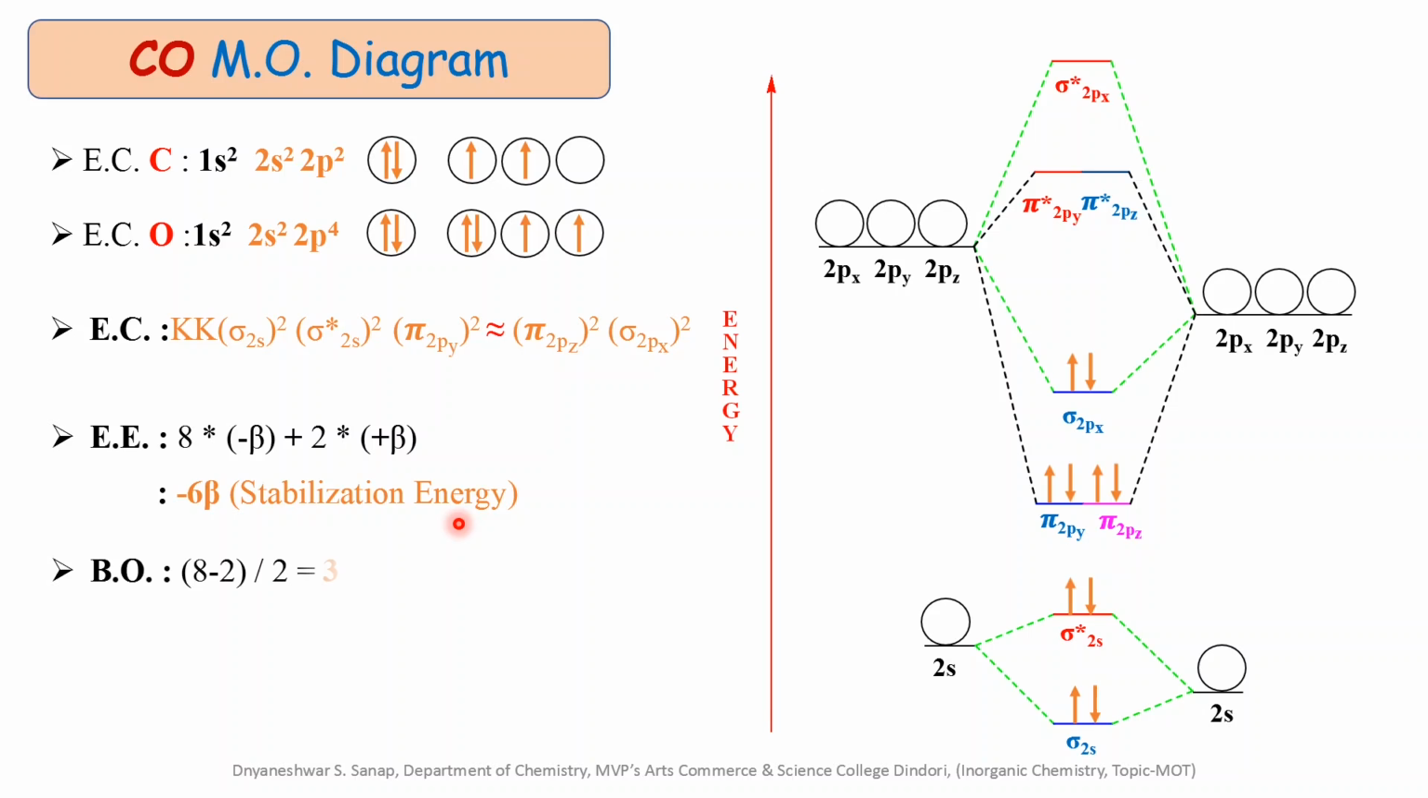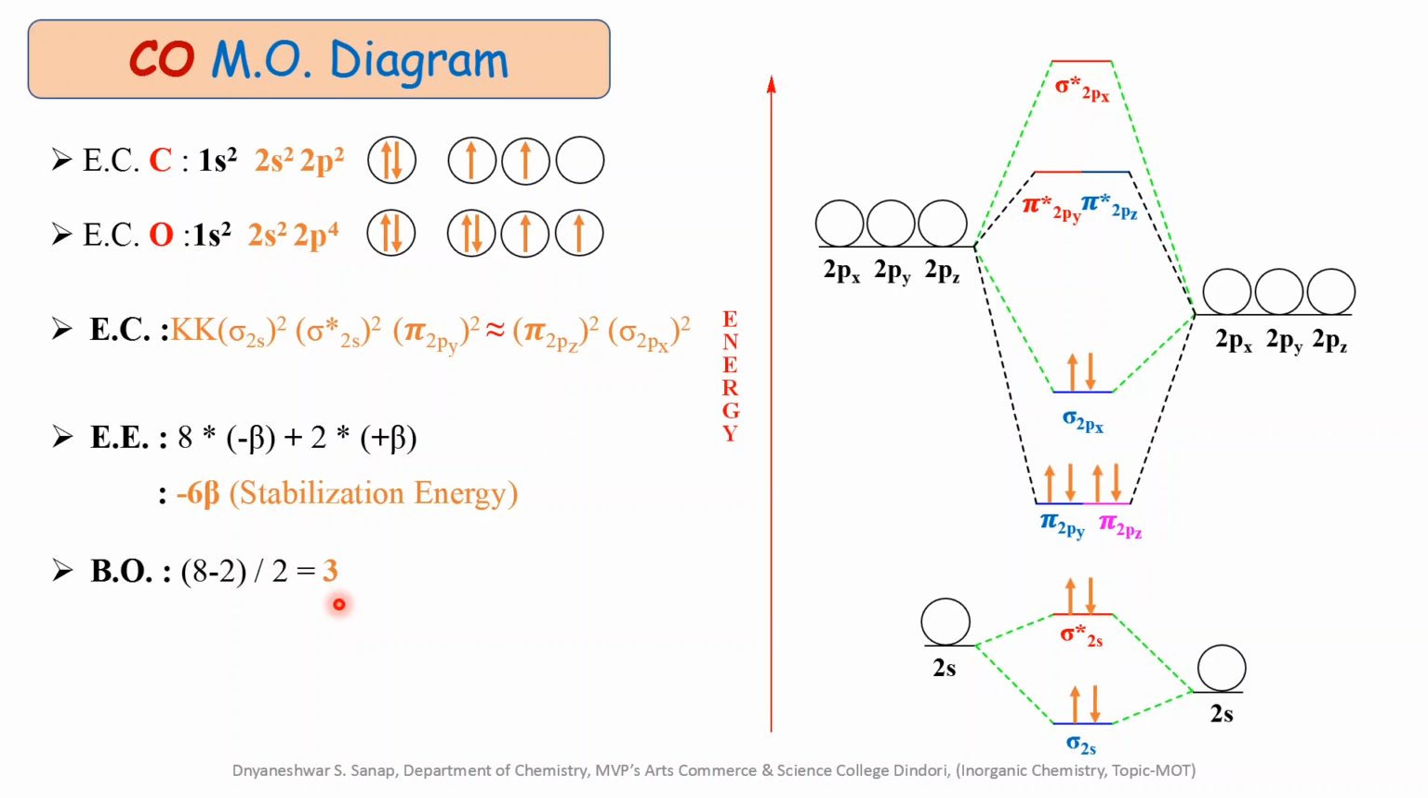The next important point is calculation of bond order. Basically, bond order is calculated by using the formula: number of electrons in bonding molecular orbitals minus number of electrons in antibonding molecular orbitals, divided by 2. After putting the values of the number of electrons in ABMO and BMO in the formula, we get the equation of 8 minus 2 divided by 2. After solving this, we get the value of 3. That means there is formation of 3 bonds between the carbon and oxygen atoms when they combine together during the formation of the carbon monoxide molecule.